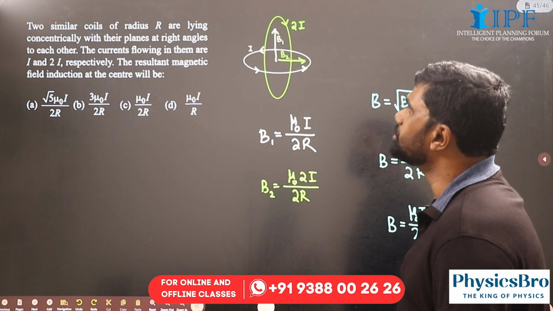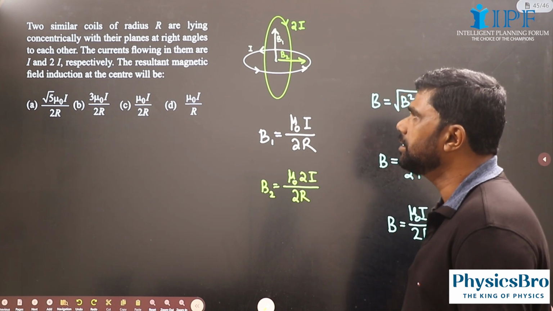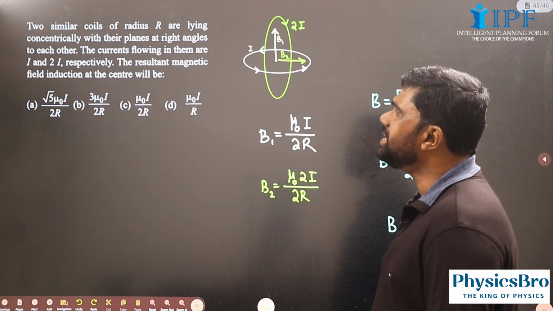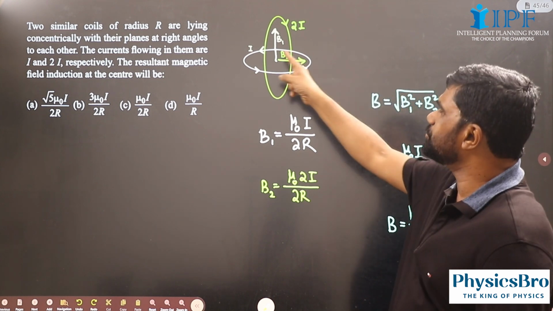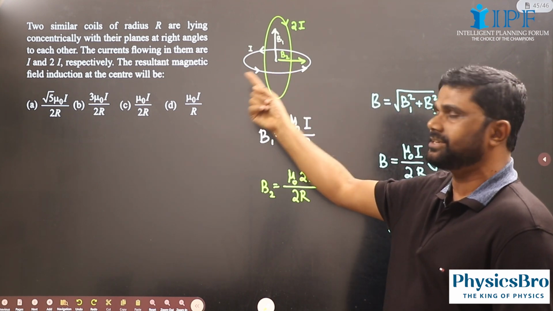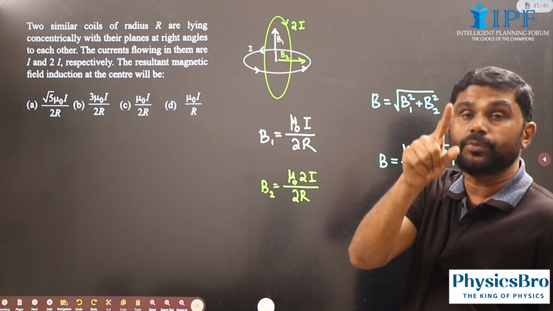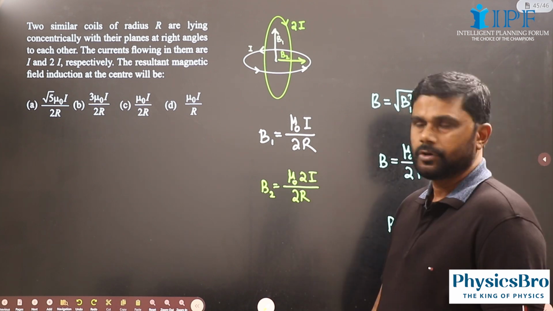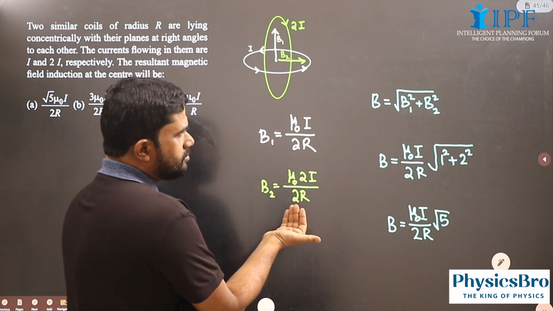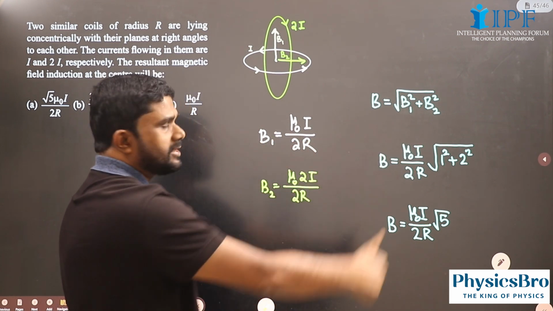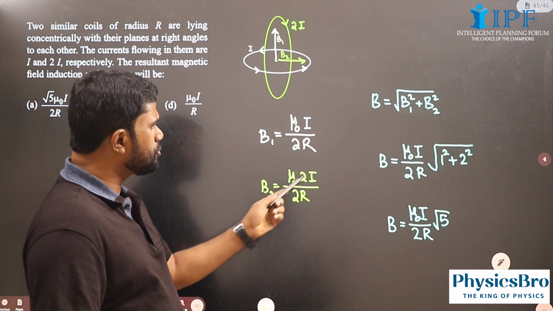Now, two similar coils of radii R are lying concentrically with their planes at right angles to each other. The currents in them are I and 2I respectively. The resultant magnetic field induction at the center will be? See, the first carries a current like this, so the magnetic field will be like this. B1 will be mu 0 I divided by 2R. And for the second one, the current is like this, so the field will be along this direction: mu 0 2I by 2R.